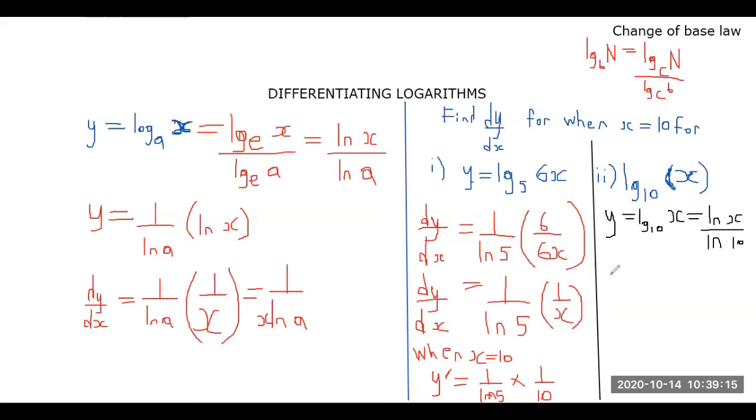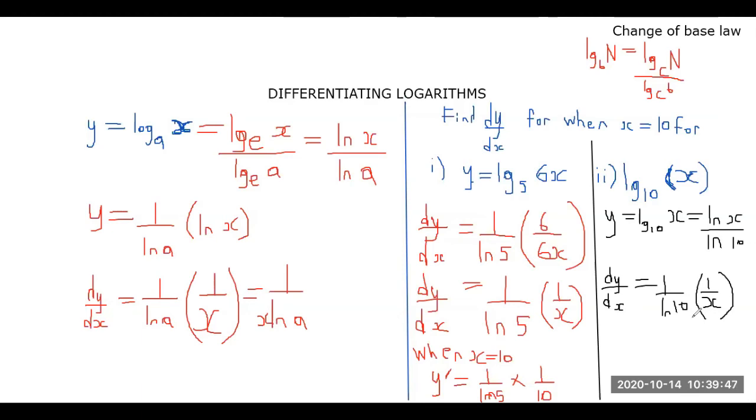And so what we're then saying is that dy by dx is going to be equal to, when we differentiate 1 over ln 10, what are we getting? That's a constant, so we just factor out the 1 over ln 10 and then multiply it by the derivative of ln x, because ln x is what we're really differentiating, and the derivative of ln x is 1 over x. And so that's what we get.